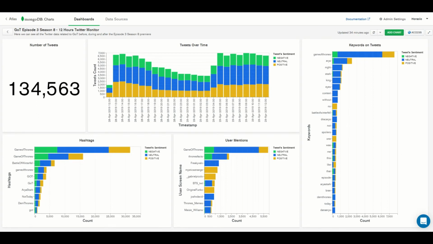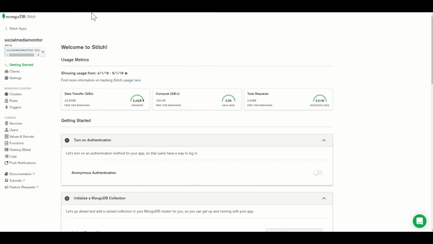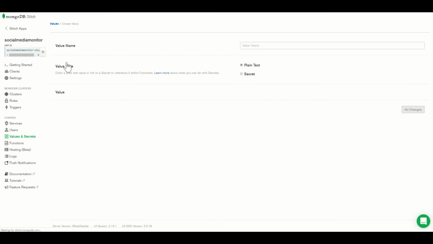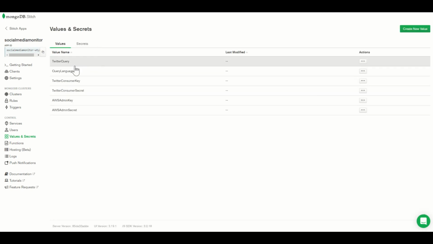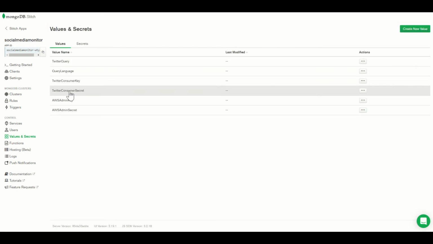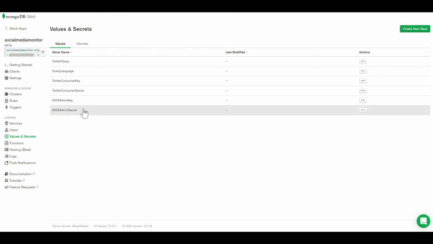Now I want to show you how this thing works, and how easy it is to set it up. So you see Social Media Monitor. This is a MongoDB Stitch app. The only thing that you need to set it up is just to set your values. I have a tweet query, that in this case is Game of Thrones or For the Throne. You can also set up the language, and of course you need the Twitter consumer key, the consumer secret, and Amazon credentials just for the sentiment analysis.